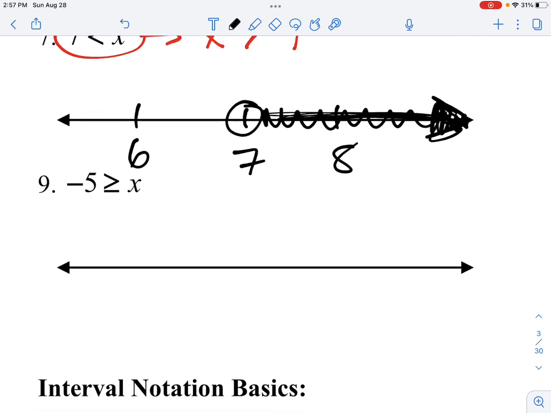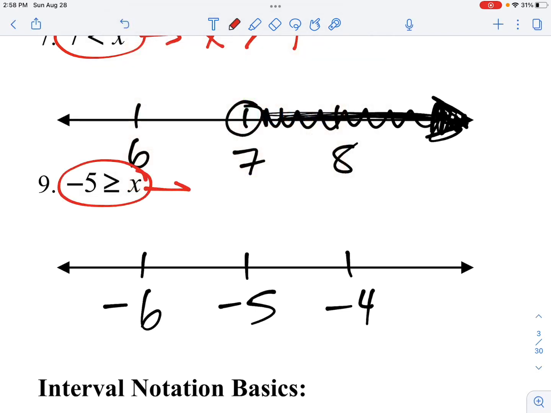Let's try one more, then I'll go down to the bottom. So -5. This would be -4, this would be -6. Why is that again? These are negative numbers, so as I go this direction, I'm getting close to 0, and then it would turn positive and continue going to the right. I'm going to also reverse this. The X is not on the left, so I'm going to reverse it myself so that it is.